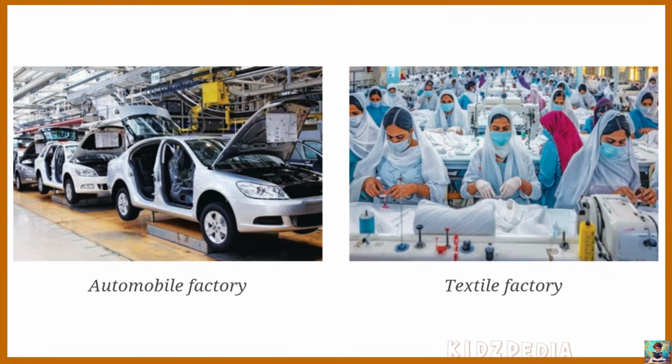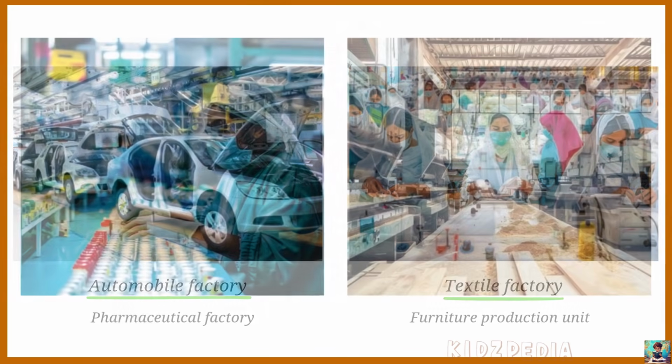Some more examples of secondary sector activities are shown in these pictures. First one, automobile factory. Here, workers and machines use iron, steel, rubber and glass to make cars. These cars are the finished products that people buy and use for travel. Second one, textile factory. In this factory, cotton from farms is turned into cloth and then stitched into clothes. It shows how raw cotton becomes a useful product through manufacturing.